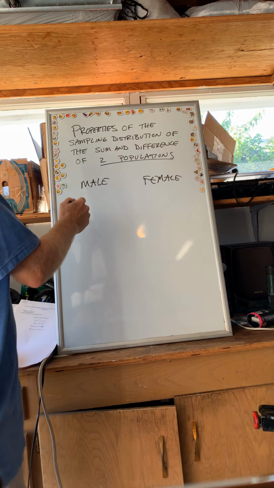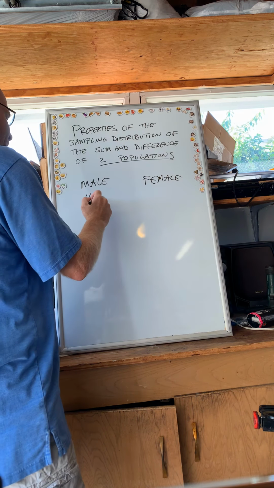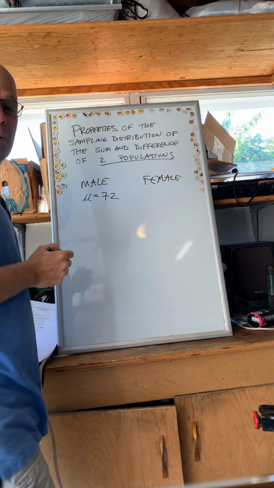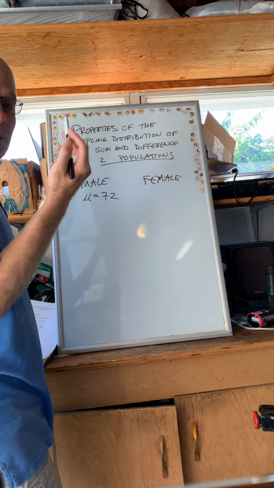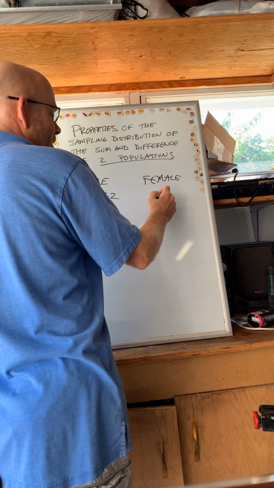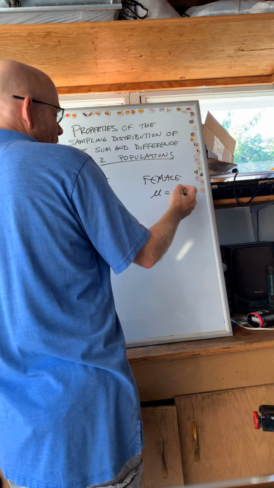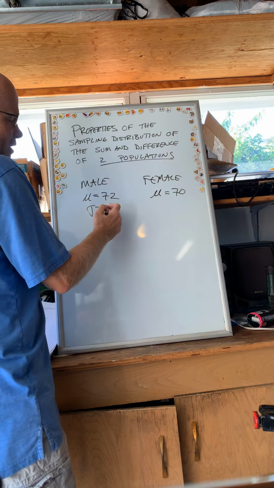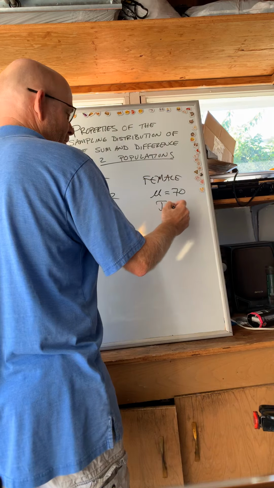populations. And let's say the males have an average of, whatever this problem is, it doesn't even really matter, an average of 72. Maybe it's heartbeat or something like that. It doesn't matter. The females have an average of 70. And let's say the standard deviation here is 3. The standard deviation here is 4.